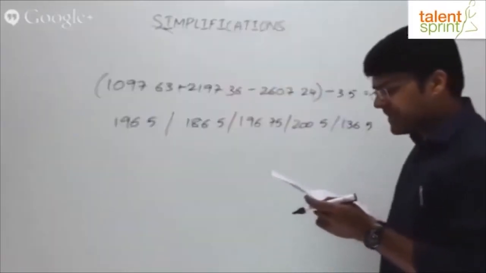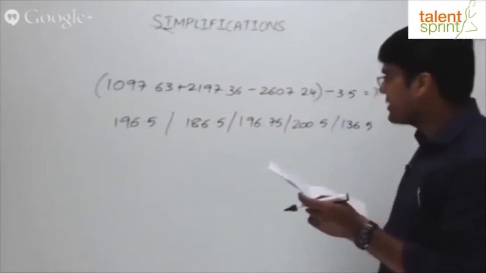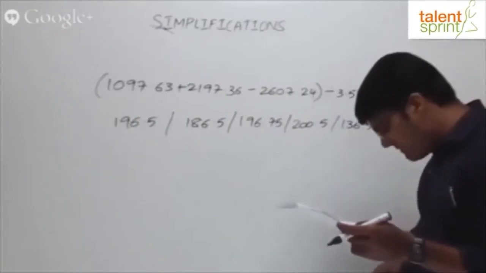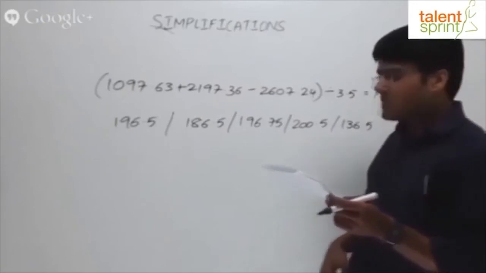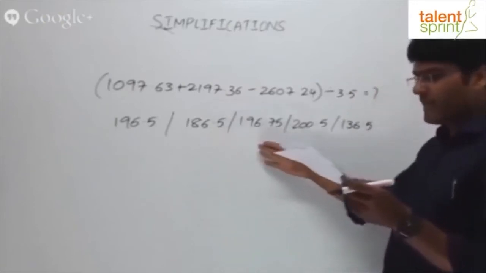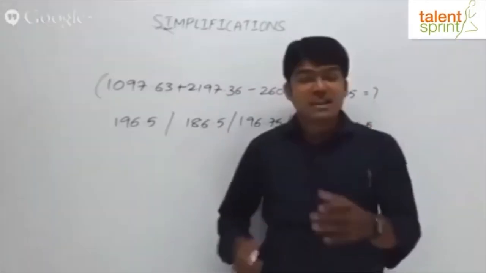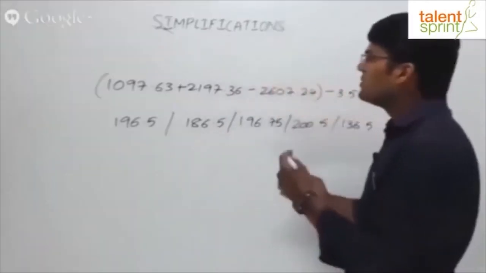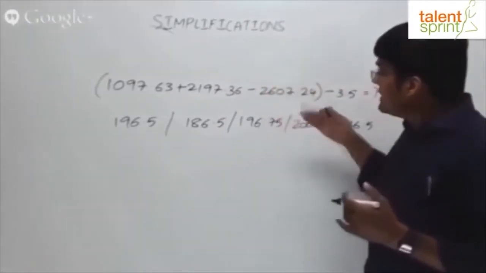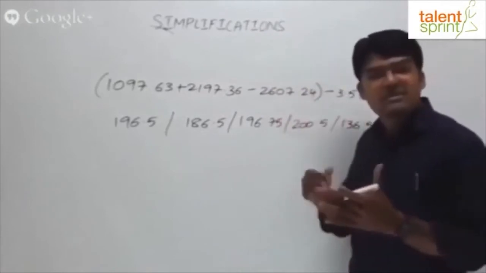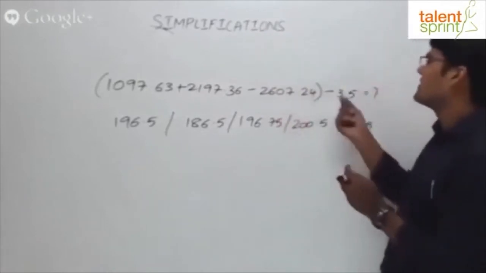1097.63 plus 2197.36 minus 2607.24 divided by 3.5 equals what? Options are 196.5, 186.5, 196.75, 200.5, 136.5. Let's look at the solution for this one. Now you know how to answer this. In fact, these were some of the questions that we discussed in the beginning. But this involves a division here, right?